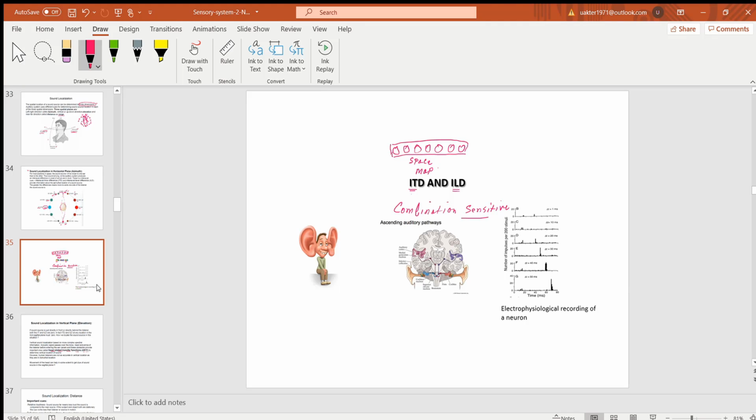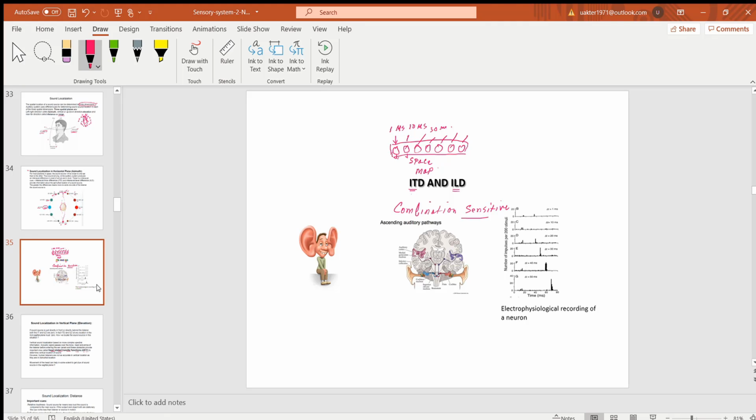And if this neuron fires, then probably the difference is 1 microsecond. If this one, 10 microseconds, this one 30 microseconds. So different neurons fire at different interaural time or intensity differences. So which neuron is being fired?